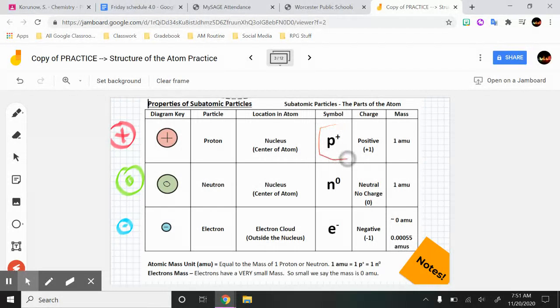Protons, we draw the symbol like this. It's just a lowercase p with a plus sign. Neutrons, our symbol is a lowercase n with a little 0. And electrons, it's a little e with a minus. So if you see me write one of these things down, this one means proton, neutron, and electron.